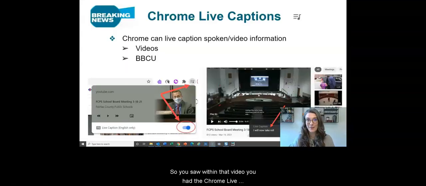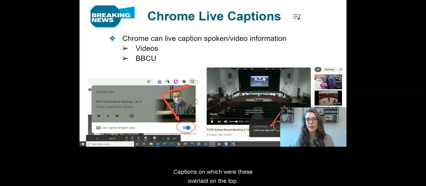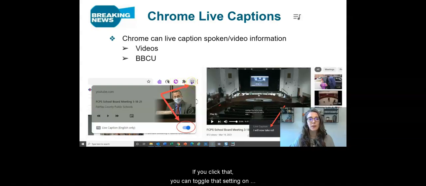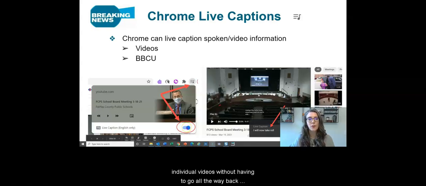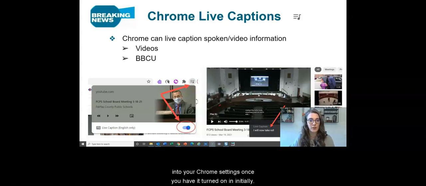So you saw within that video you had the Chrome Live Captions on, which were overlaid on the top. When you're inside your video, you'll see up in the upper right-hand corner this little icon next to all of your Chrome extensions. If you click that, you can toggle that setting on and off. So you can do that by individual videos without having to go all the way back into your Chrome settings once you have it turned on initially.